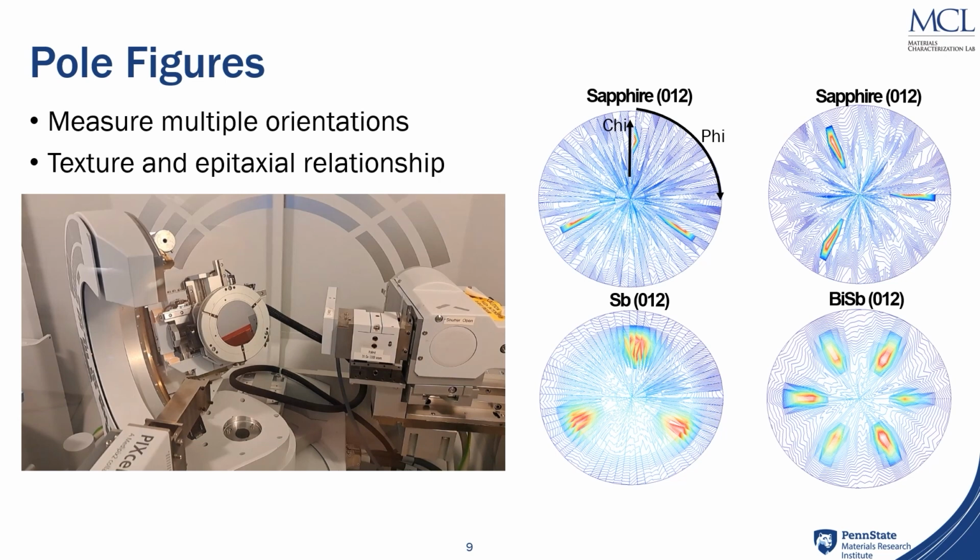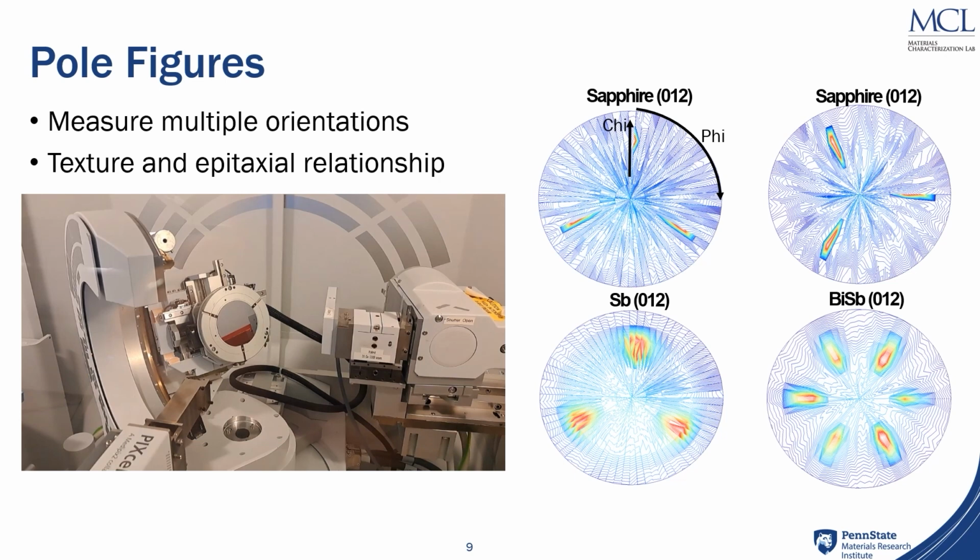If we look at antimony, which was grown on top of this, we're looking at the 012 reflection, and it also has a rhombohedral structure. And the 3 peaks that we see are consistent with that, and they are lined up with the sapphire. So this tells us that the antimony is epitaxial to the sapphire. It has the same orientation as the substrate. On the second sample here, the sapphire is rotated slightly, but again, we only see 3 peaks.